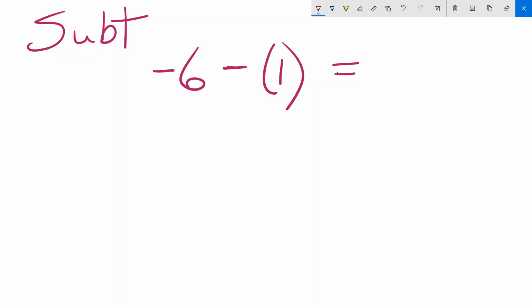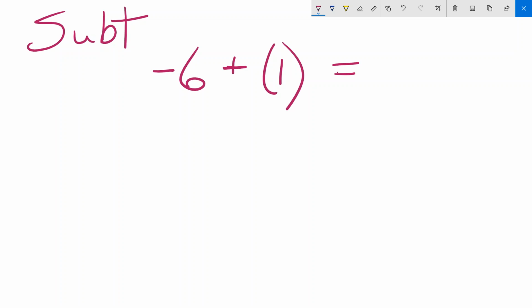Whenever you have a subtraction problem that involves a negative number, like this -6, what are we going to do? We're going to turn it into an addition problem every single time. What do we turn into an addition sign? Which dash? The middle one.